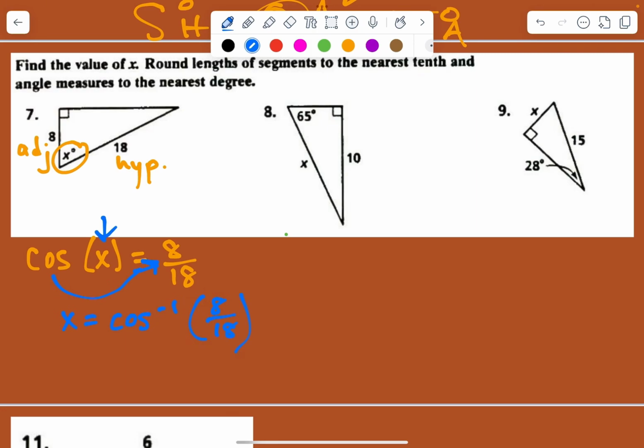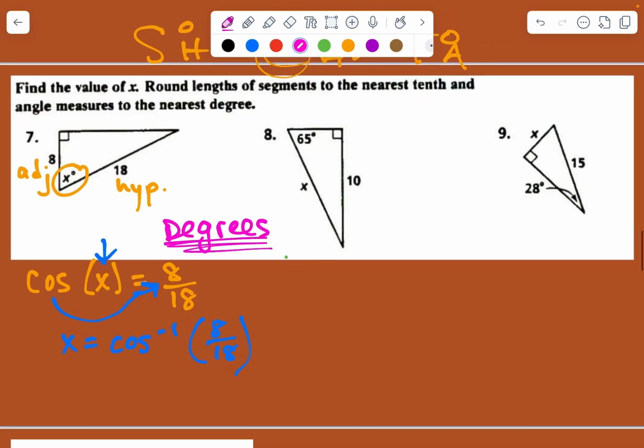Whenever you go to Desmos, please make sure that you are in degrees. If you are not, you will not get the correct answer when you type that in. The directions say that this is an angle, so that's going to be to the nearest degree. So whenever you type this in, you get x equals 63.6122, and it keeps going. So rounding that to the nearest degree, the 6 next door pushes that up to 64 degrees.